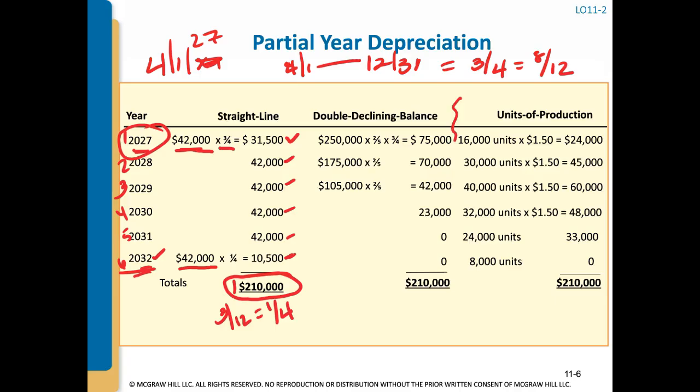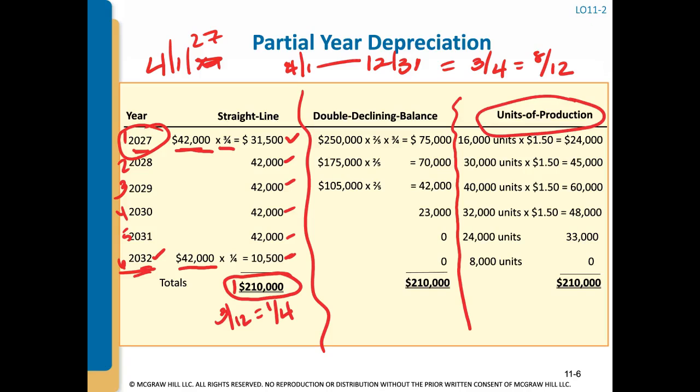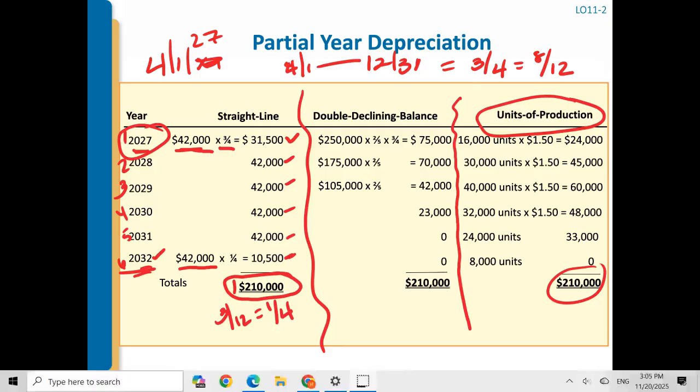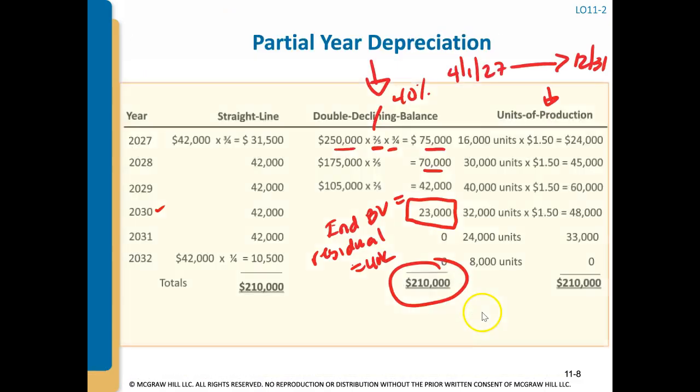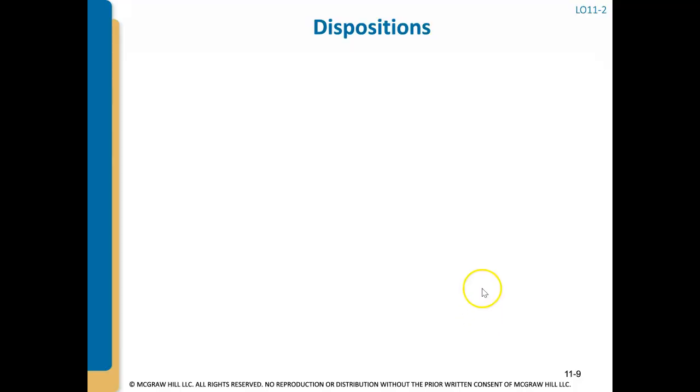So if I'm going to draw a line between these 3 different methods, this is the units of production method, and again, total depreciation expense of 210,000. So let's go on and talk about dispositions.